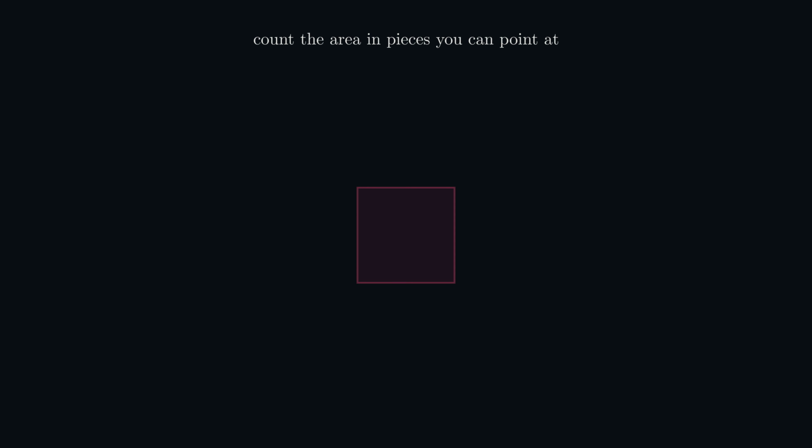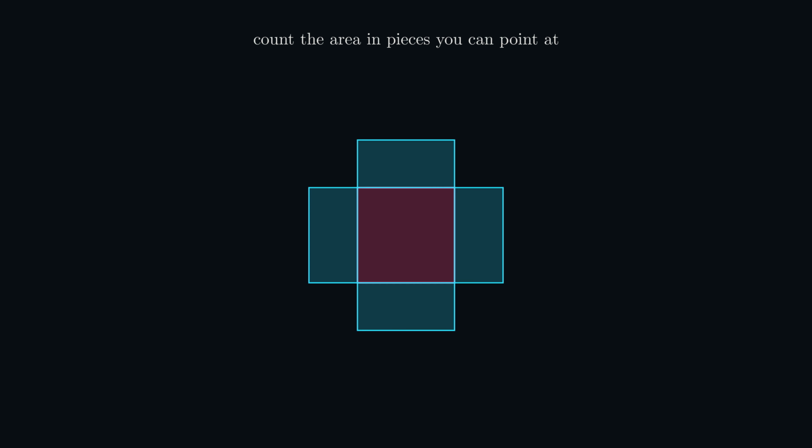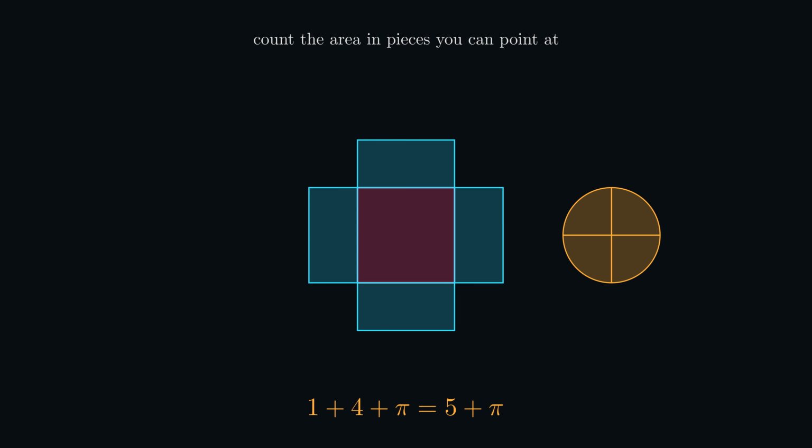Now count the area, and count it in pieces you can point at. In the middle, the square itself, area 1. Along each of the 4 edges, a rectangle 1 by 1, 4 more. At the 4 corners, 4 quarter discs of radius 1. Slide them together and they form one whole disc, area pi. 1 plus 4 plus pi. 5 plus pi. About 8.14. Nothing here was integrated. We only had to know what the sweep was made of.